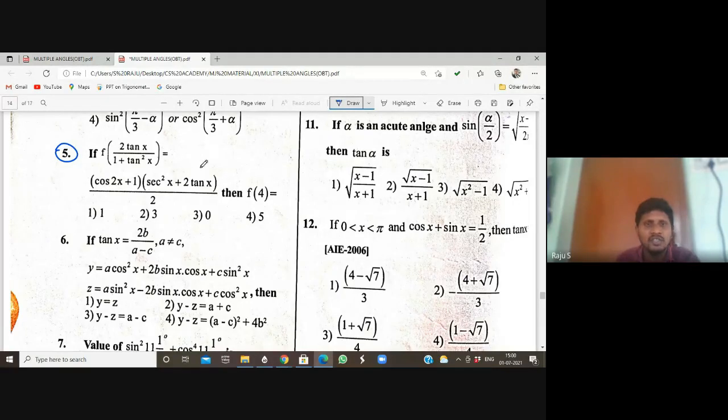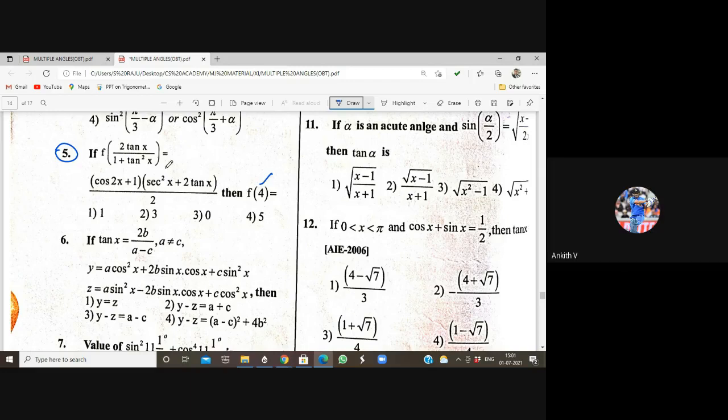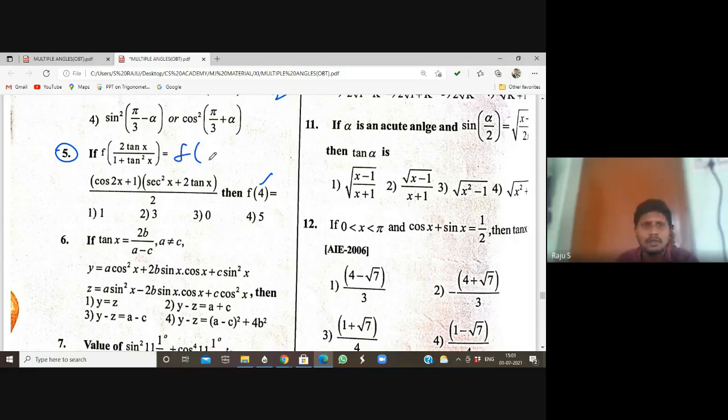They define the function like f of 2 tan x by 1 plus tan square x is equal to this. For any value of x, it becomes 4. First, we should find the x value, no? When we know that x value, then we can easily substitute. Sir, is it 2 tan x by 1 plus tan square x? No, sir. I thought it was tan 2x. Okay, this is tan 2x. What is my question? Okay, fine. In place of tan 2x, 4 is there.